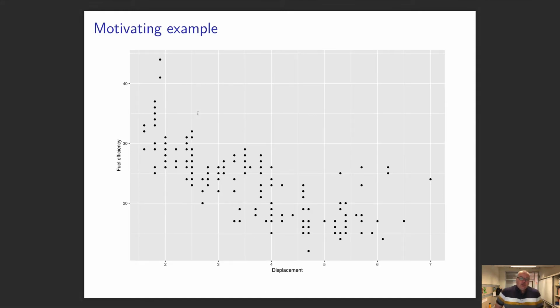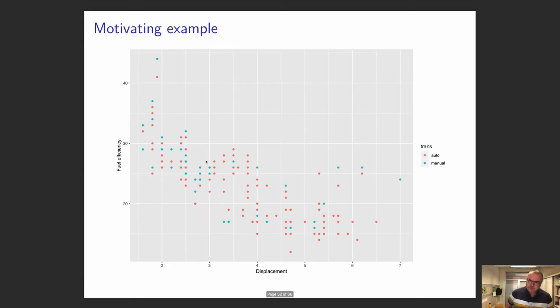So here's my motivating example. We're looking at the MPG data set. What I've done here is a scatter plot of fuel efficiency against displacement. And we see we've got a decreasing, moderately strong, non-linear relationship. But we have more information. What if we take into account the transmission? What if we look at these between auto and manual?